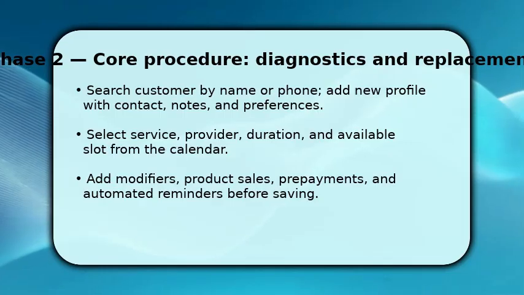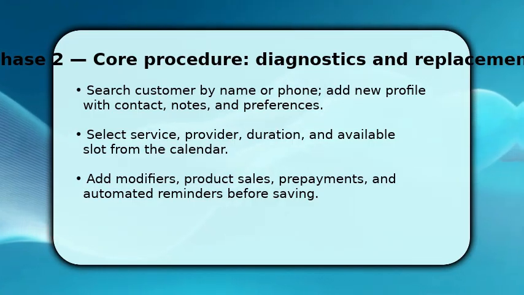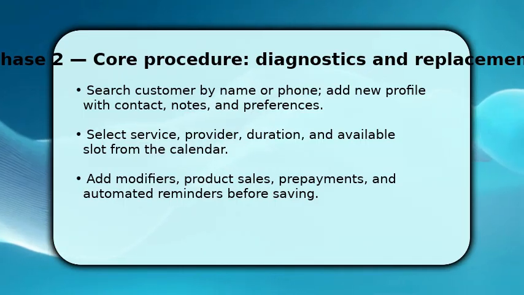You now create the appointment, search for the customer, or add a new profile with contact details and preferences. This helps future marketing and reminders. Next, pick the service, assign a provider, and choose an available time slot on the calendar. Duration and provider availability matter for accurate scheduling.